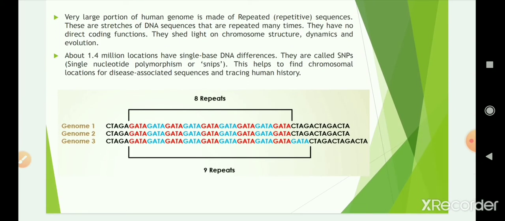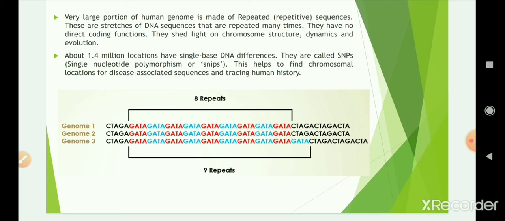A very large portion of the human genome is made of repeated or repetitive sequences. As you can observe, in genomes 1, 2 and 3, there are 8 repeats and 9 repeats. These are stretches of DNA sequences that are repeated many times. They have no direct coding functions, but they shed light on chromosome structure, dynamics and evolution.